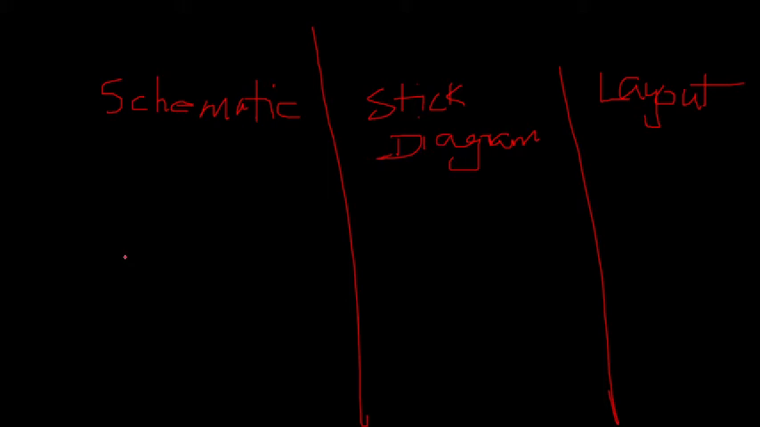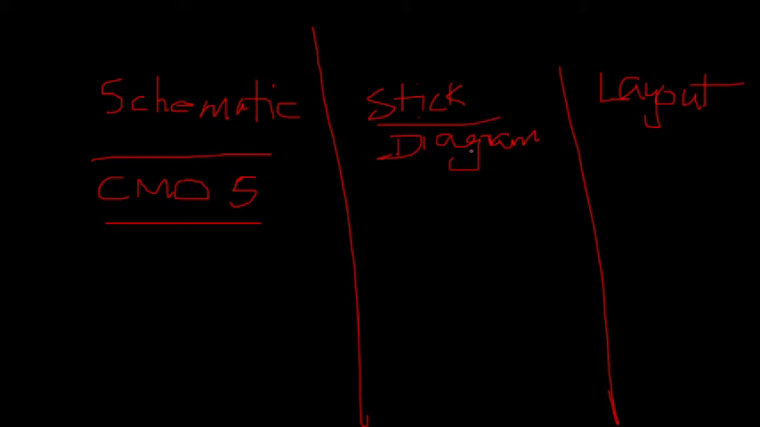So what is a schematic? Schematic is your transistor level diagram. That means when you make a CMOS structure or any other structure containing only transistors, that is known as schematic. So schematic is basically your CMOS structure, or any structure that is made up of transistors.